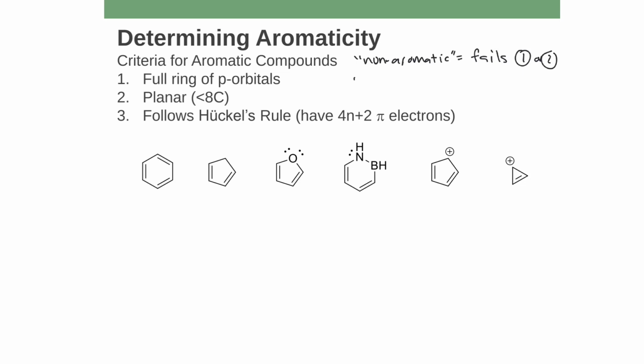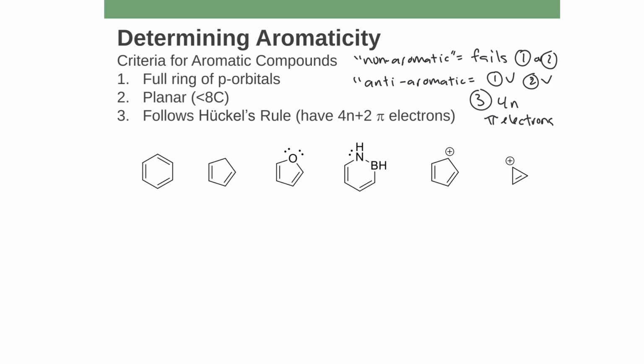If you hear the term anti-aromatic, 1 is good, 2 is good, but the problem is with regards to part 3, following Huckel's rule: if you have 4n pi electrons, that's when you'd be anti-aromatic. So not 4n plus 2, but just 4n pi electrons. So if you have 4 or 8 or 12 electrons, something like that, then you'd be considered anti-aromatic if you still had a full ring of p orbitals and were planar. So let's take a closer look.